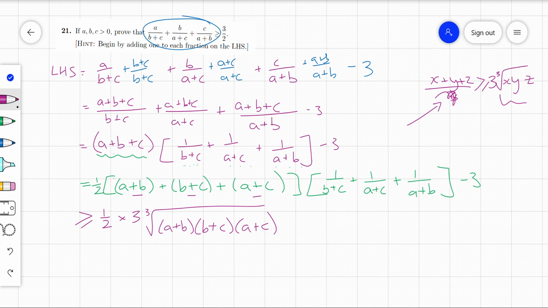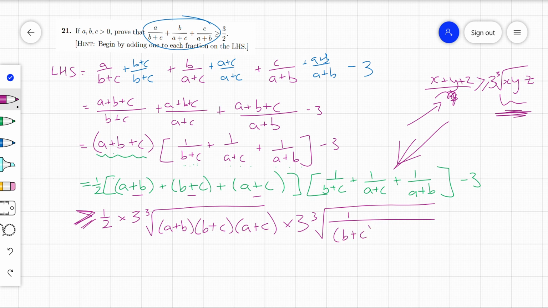And I'll do the same thing with this bracket. So there's the addition of 3, and I'm going to sub in something smaller. That's why the other side is now greater. So again, 3 cube root of, and this time we've got 1 times 1 times 1, and b plus c, a plus c, a plus b. So you can see it's looking nice now. Of course, we've got that minus 3 there.